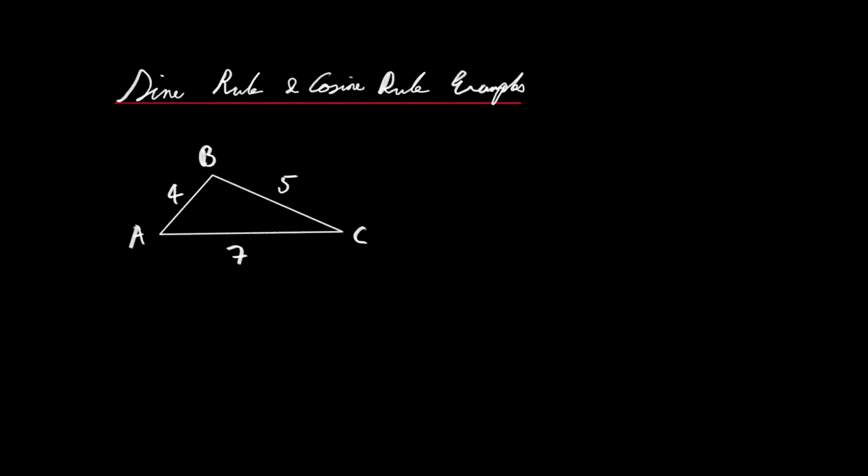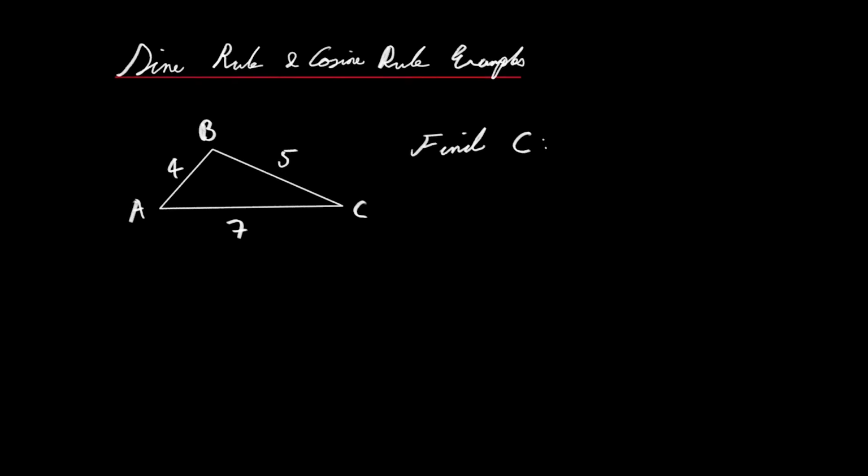Consider the triangle that I've provided here with a diagram. Here we've labeled each of the angles and we are given each of the side lengths. This side here would be lowercase b, this side here is lowercase a, and this side here is lowercase c, and we know what all of them are. Suppose we are asked to find the angle C. Since we don't know any of the angles, it wouldn't make sense to apply the sine rule, so we will apply the cosine rule.